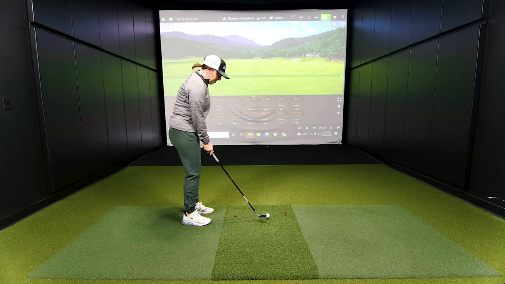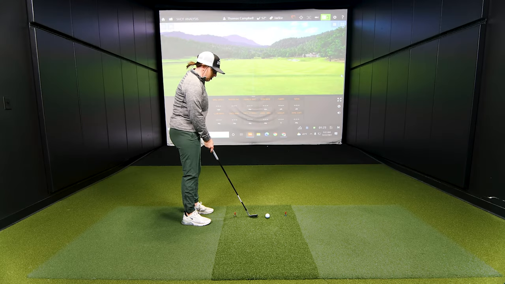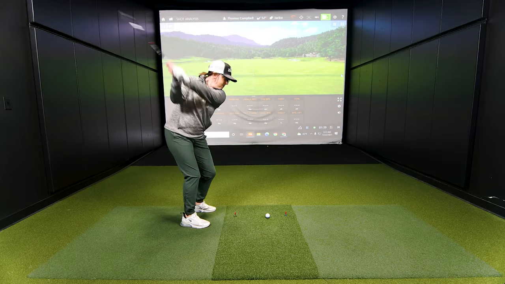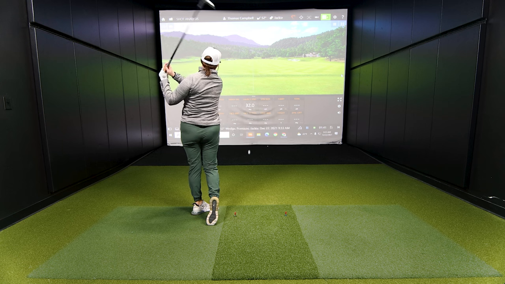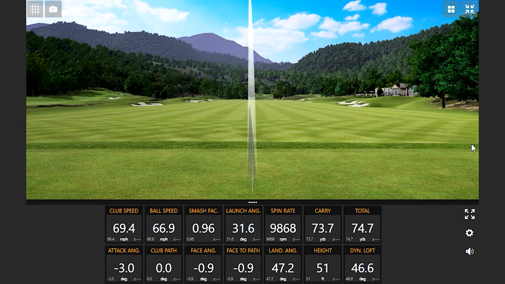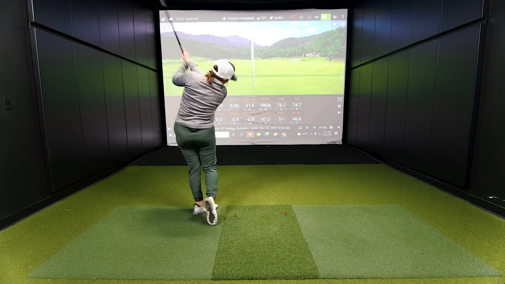When you're setting up to your 52, where do you have your ball position? For me, I like to have it just a little bit further back than center. Okay, so you hit down on it maybe a little bit more with this club. Yep. Okay, let's do some shots. Okay, that's pretty typical.